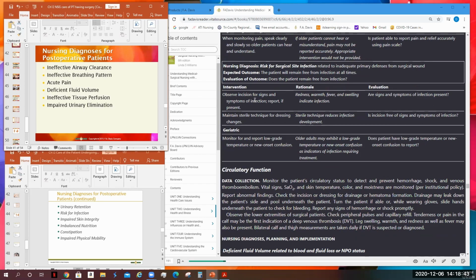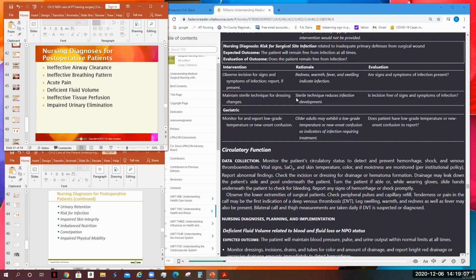Report if present. Rationale: redness, warmth, fever, and swelling indicate infection. Are signs and symptoms of infection present? Maintain sterile technique for dressing changes. Sterile technique reduces infection development. Is incision free of signs and symptoms of infection?